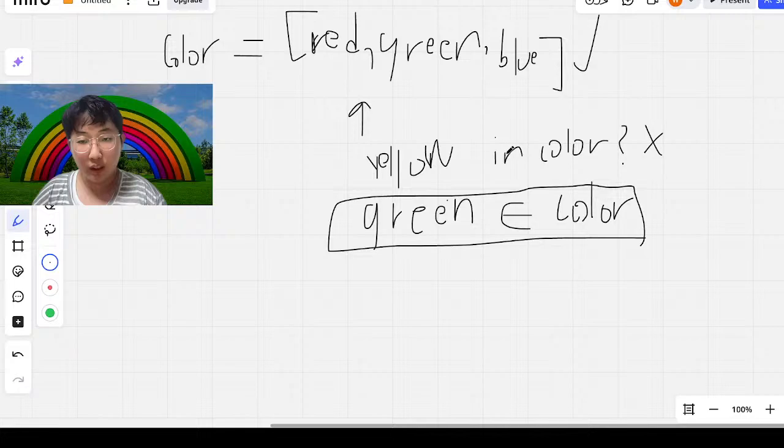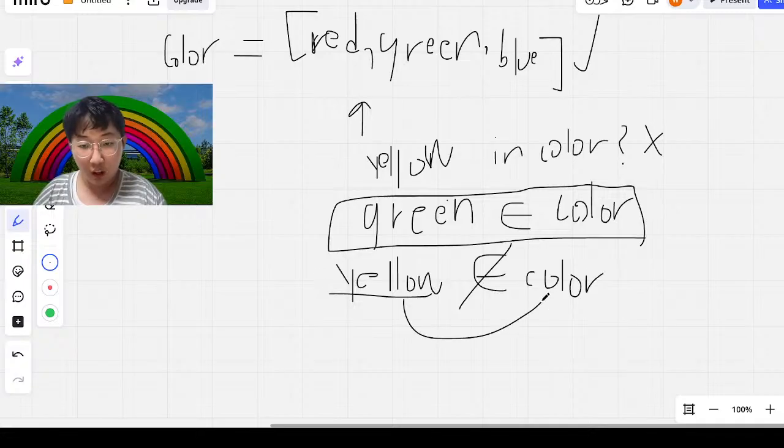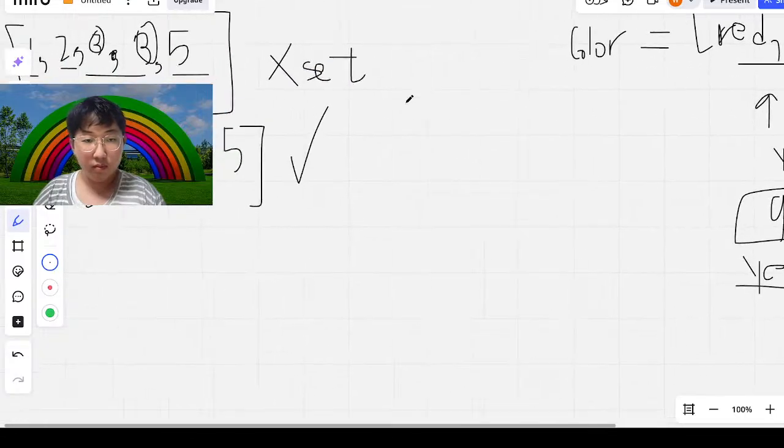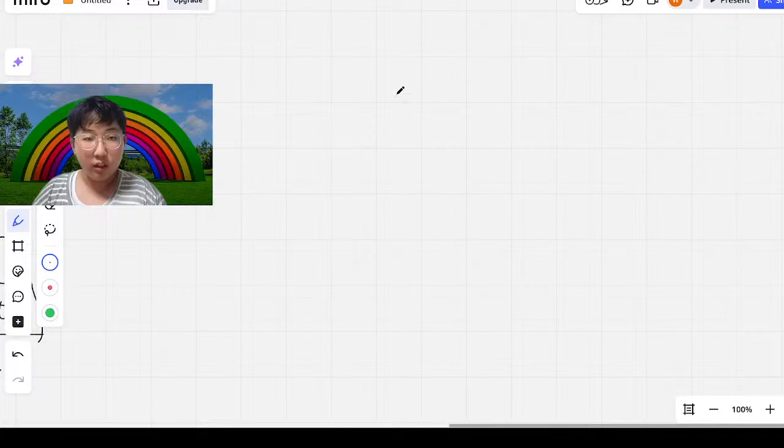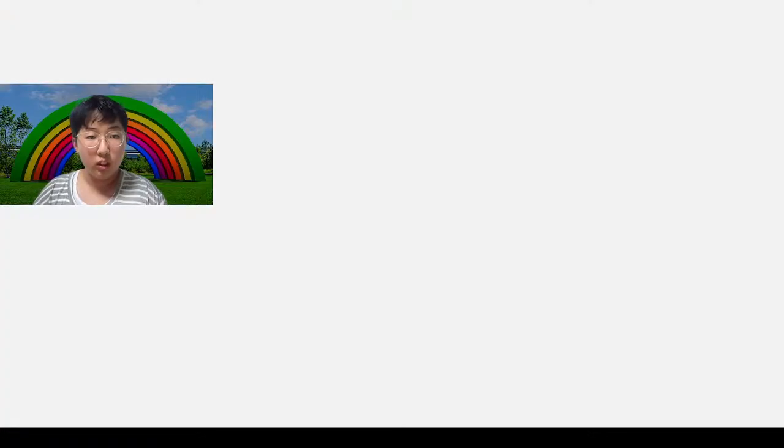But what about yellow, which is not in color? We can write yellow is not in color, using the symbol with a cross through it, which shows that we know that yellow is not in the set of colors, as we can see here. Alright, so that's what we have. And then what is n of A? It's the number of elements in set A, where A is replaceable. So it could be any set.